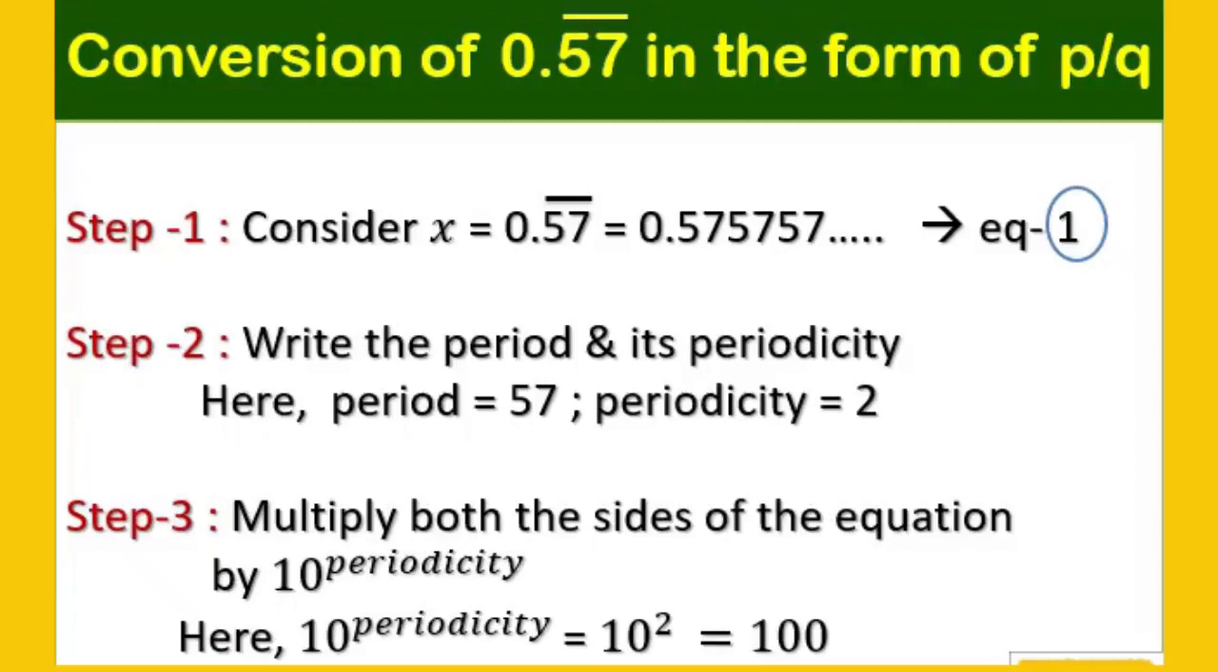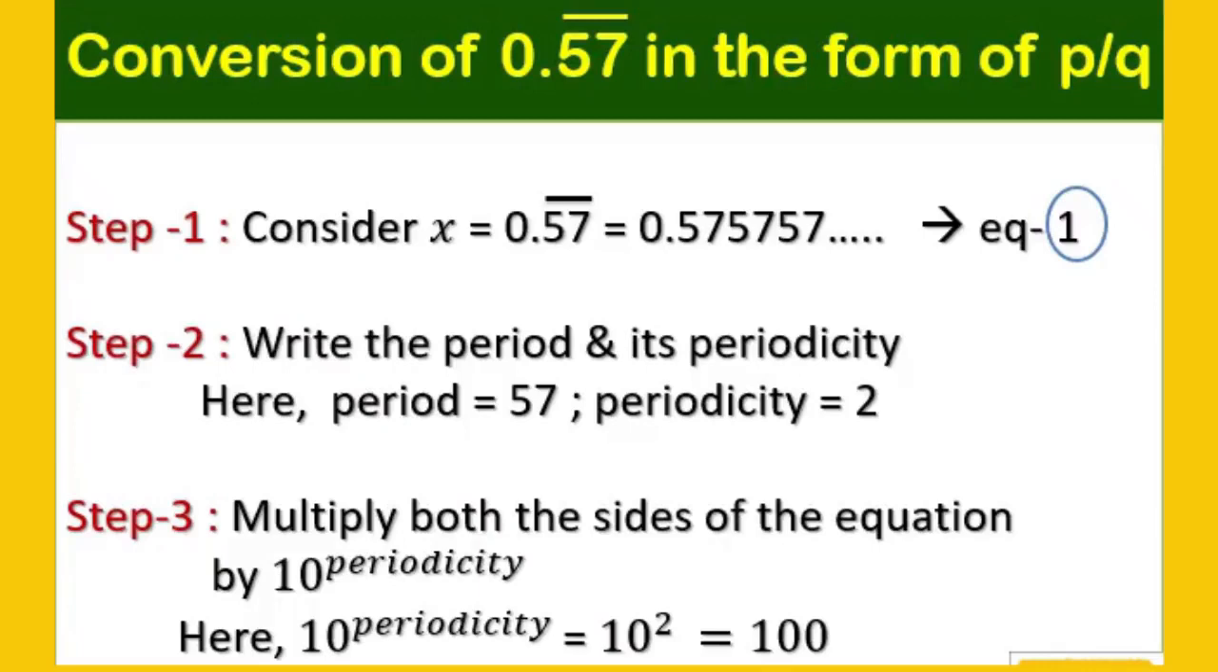Here, the given decimal number is 0.57 bar, which means 0.575757 and so on. Step 1. Consider x is equal to 0.57 bar, that is 0.575757. Let this be equation 1. Step 2. Write the period and its periodicity. Here, the decimal digits which are repeating are 57. So the period is equal to 57. And since there are two digits repeating, the periodicity becomes equal to 2.